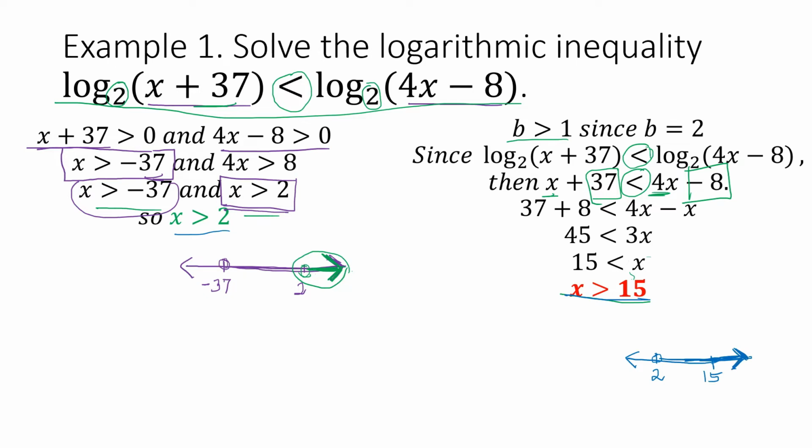Another pen. For the second inequality, all numbers greater than 15. So it cannot be 15, so open hole, and then all numbers to its right. Now, since the shaded parts intersect here, that means the solution set will be from 15 exclusive, because it cannot be equal to 15, and that's why we have an open parenthesis here. So 15 exclusive to positive infinity.